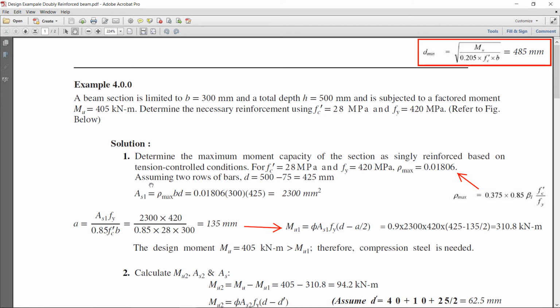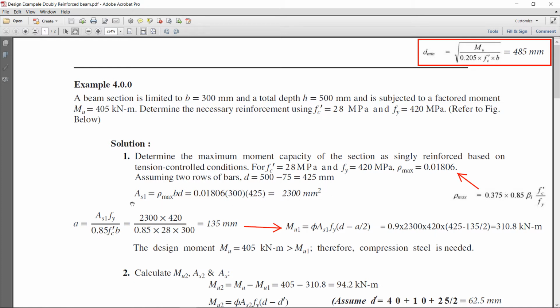Then, assuming two rows of steel, the effective depth will be 500 minus 75 millimeter. As you know, in the previous lecture I discussed that for a single layer of steel you subtract 60 millimeter, and for a double layer of steel you subtract 75 millimeter. So the effective depth is 425 millimeter. Here, the area of steel from rho max, As1, is rho max into b into d. So our As1, area of steel, is 2300 millimeter square.